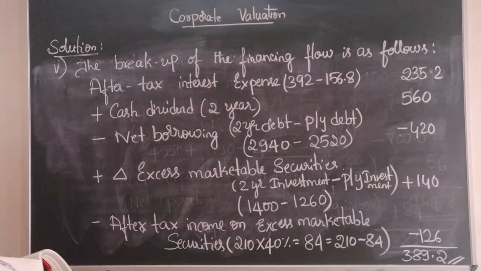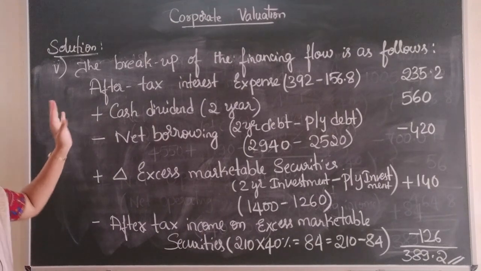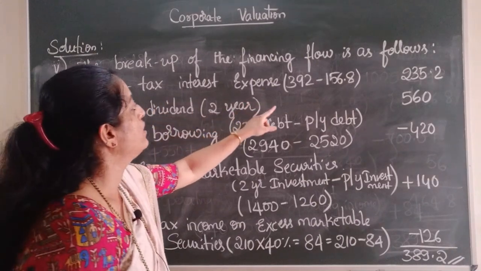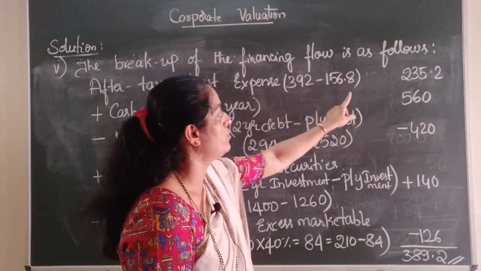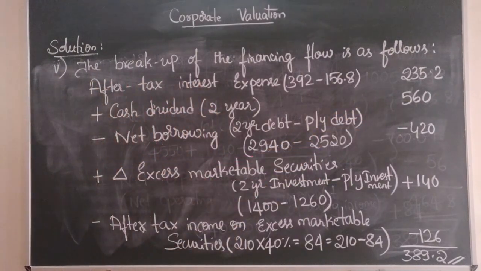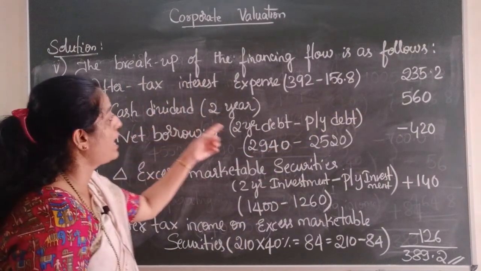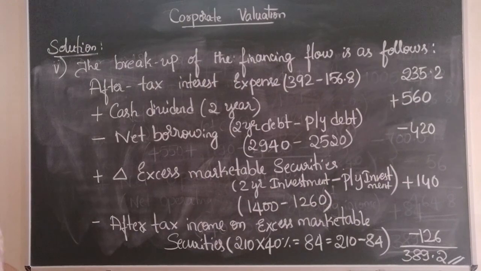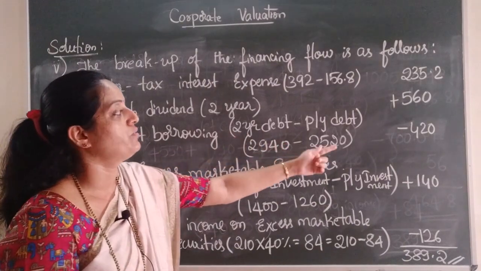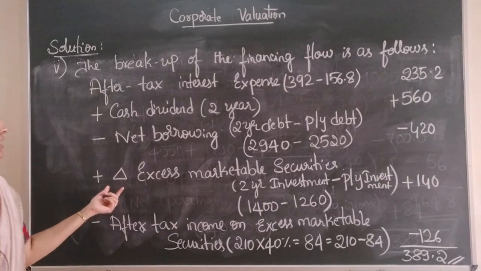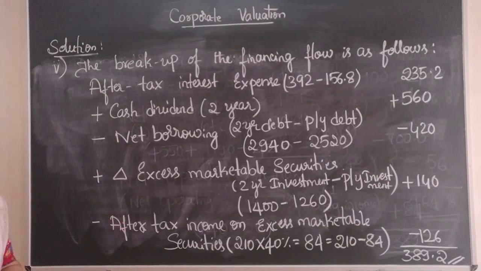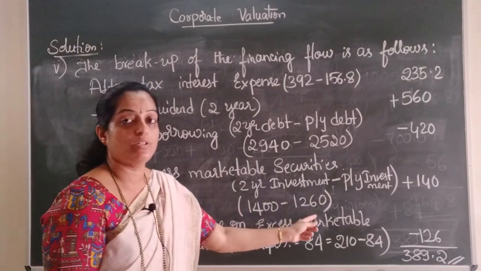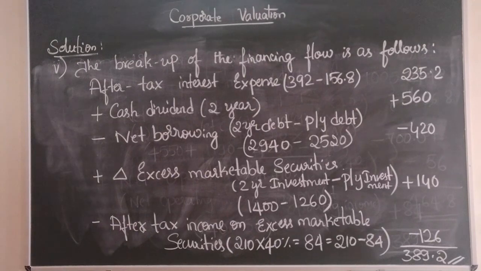389.2 is the breakup. So, once again I will explain. The breakup of the financing flow is as follows. After tax interest expense: 392 minus tax of 156.8 gives you 235.2. Cash dividend for the second year we need to add. Then net borrowings, that is second year debt minus previous year debt, gives you minus 420. Then change in excess marketable securities, that is second year investment minus previous year investment, 1400 minus 1260, gives you plus 140.